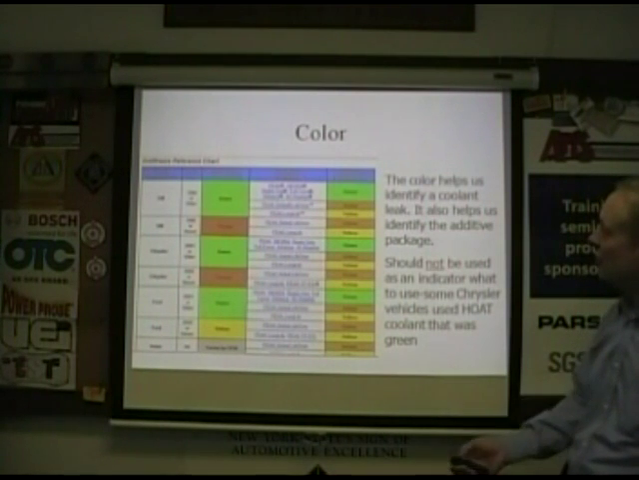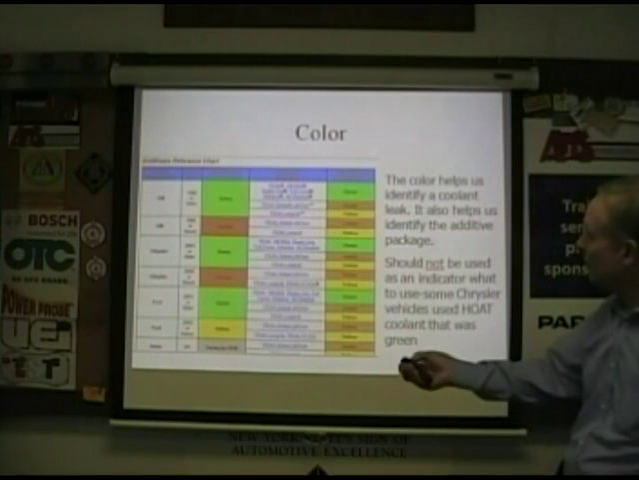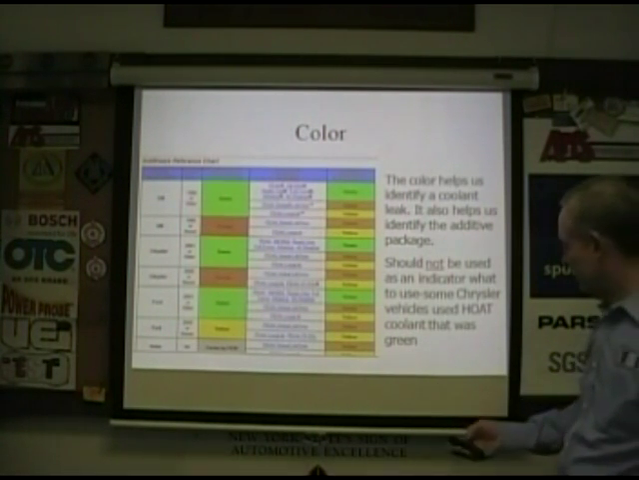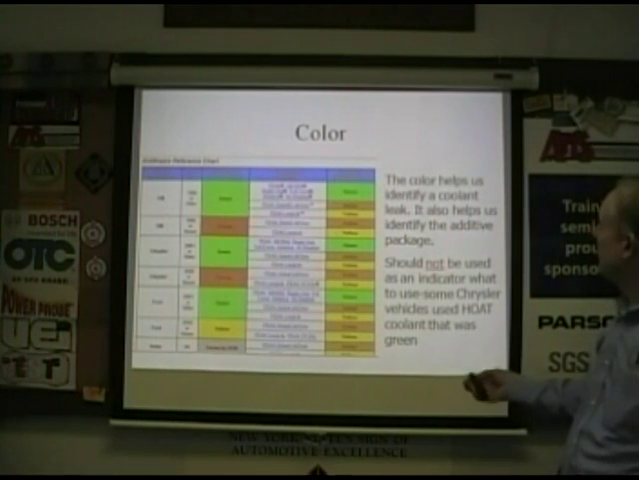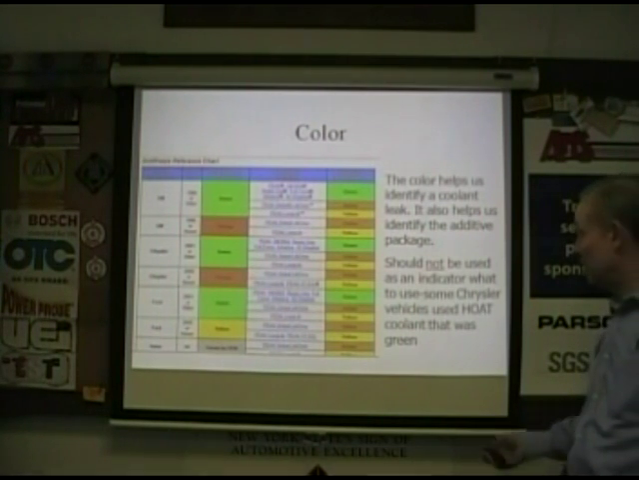As you can see, there's a chart here. I'm not going to go over it, but they have different colors. Some of the colors overlap. You have a GM green and a Chrysler green and a Ford green. Read the specs. All right? The text here says it all. It helps us identify it, but that doesn't mean that it's the total answer. You got to read the specs.